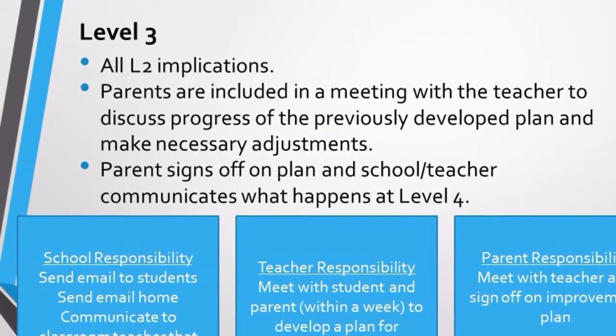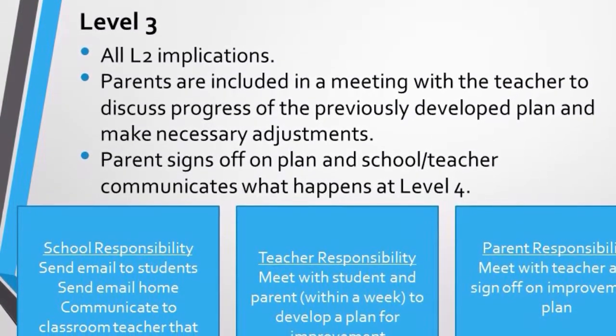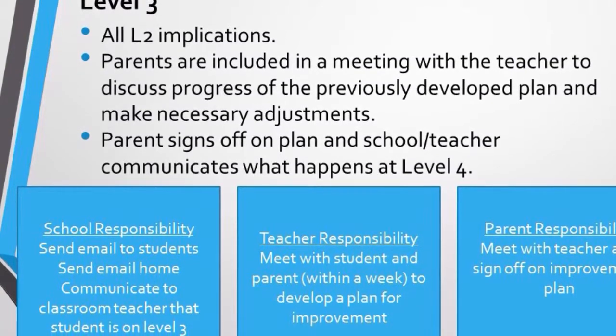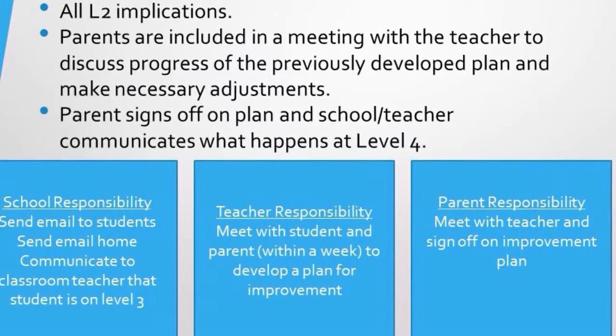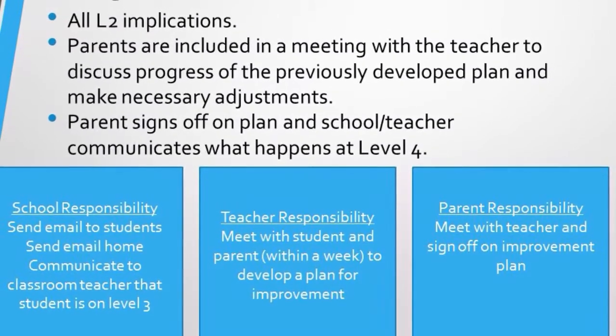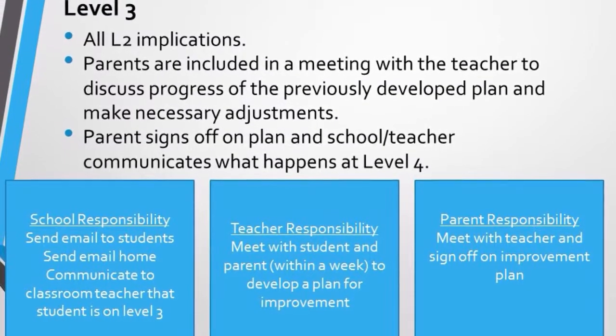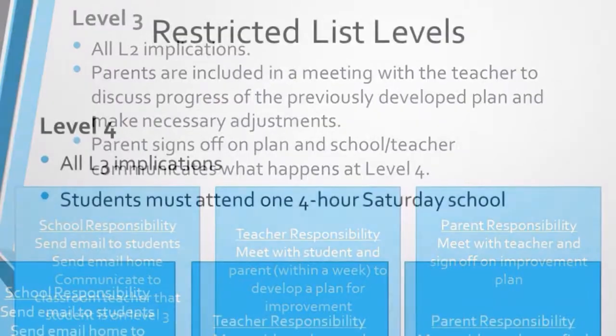So basically the school's responsibility is to send an email to the students, send an email home to let them know that they need to meet with the teacher and set up a time to meet with the teacher. The teacher's responsibility is basically meet with the parent and the student and develop that plan for improvement. The parent responsibility is for them to come in, meet with the teacher, sign off on whatever that improvement plan is, and make sure that they're supportive at home.